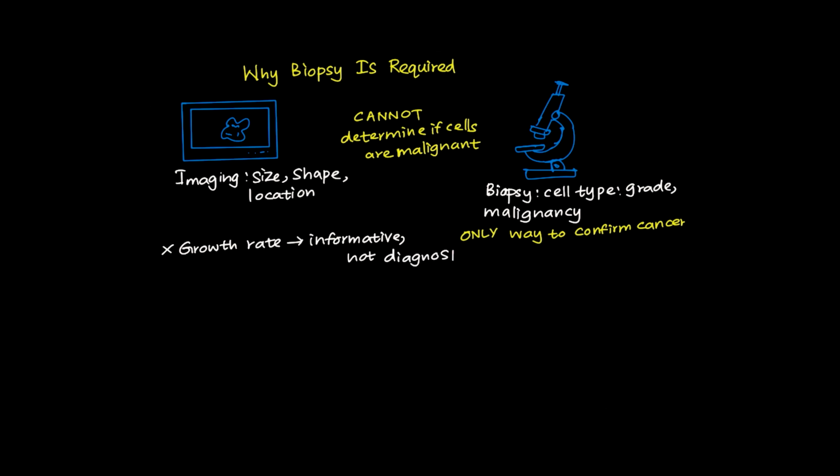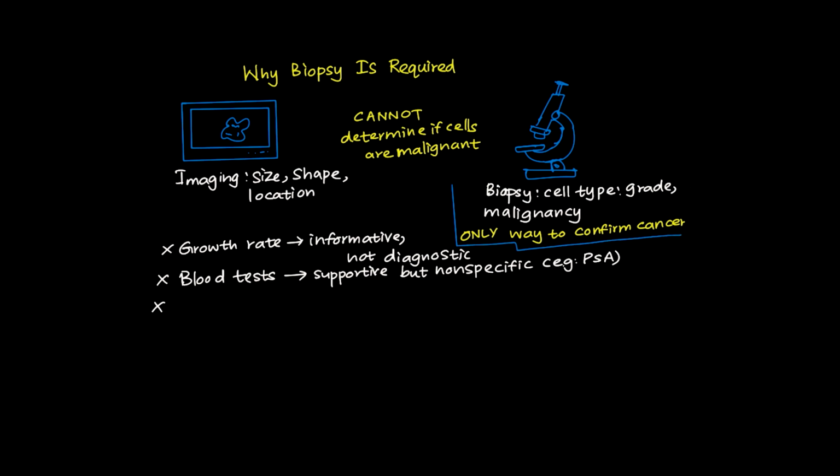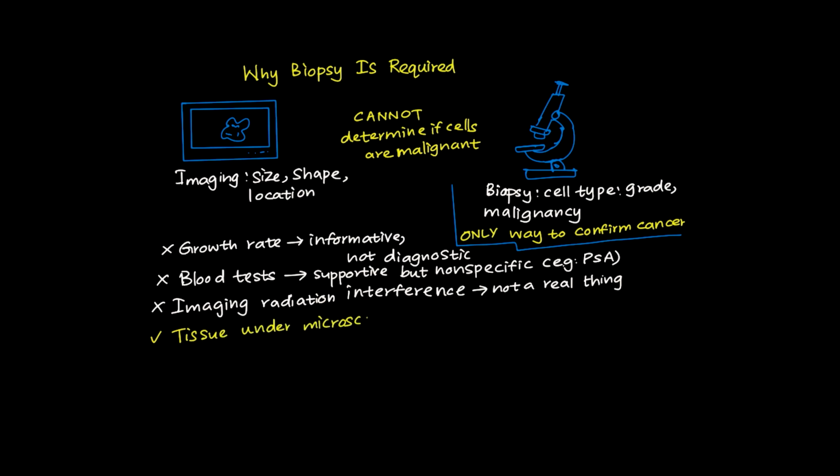Tumour growth rate measurement is informative, but doesn't explain why a biopsy is needed. It's about cellular characteristics, not speed. Blood tests provide supporting data, and tumour markers can be useful clues, but they lack specificity. PSA is elevated in prostate cancer, but also in benign prostatic hyperplasia. And radiation from imaging interfering with detection? That's just made up. Imaging radiation doesn't affect the ability to identify cancer cells.